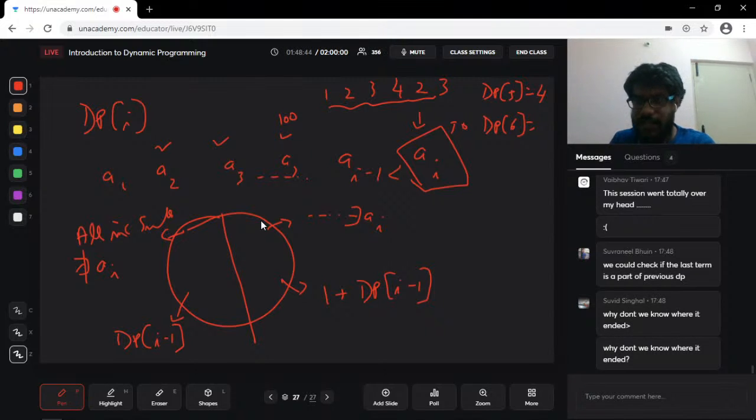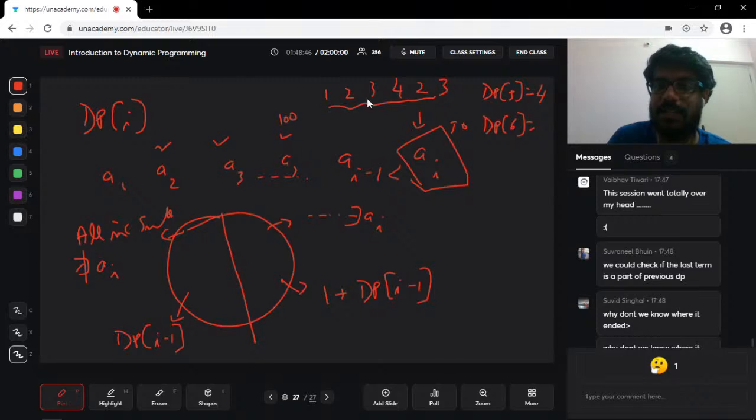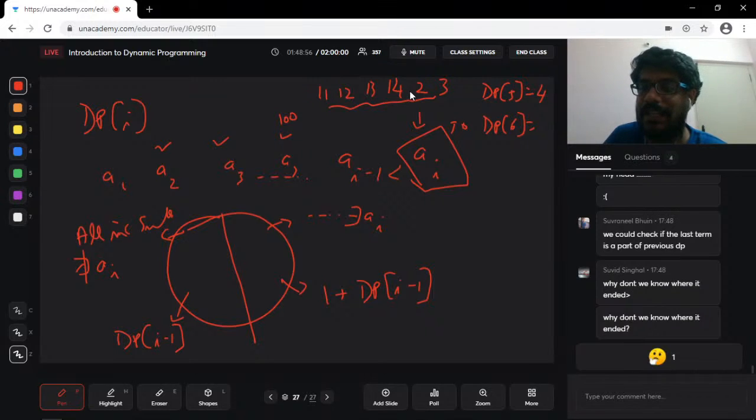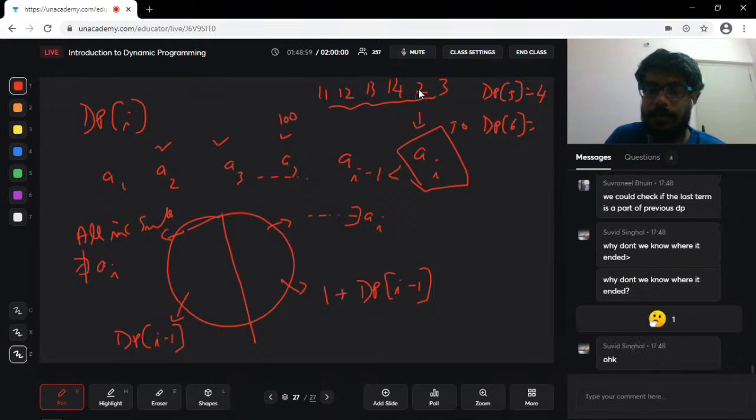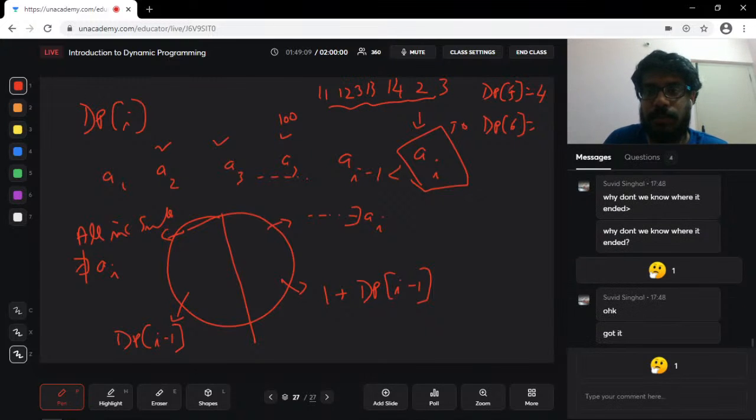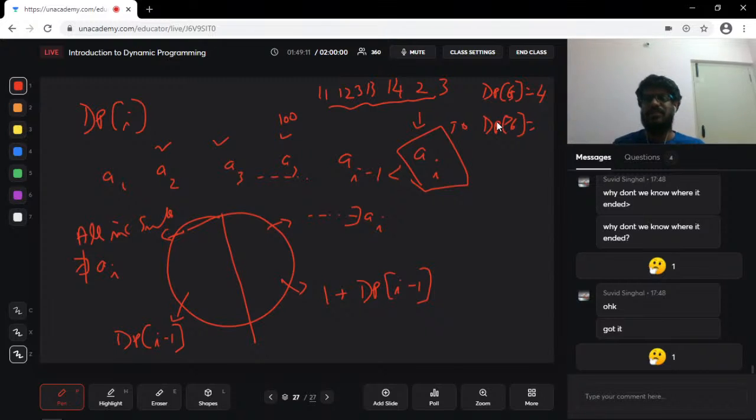Why don't we know where it ended? Basically in this example, DP of 5 is 4. 4 is just the length. So maybe this was 11, 12, 13 and 14. 4 is just the length. I don't know where exactly it ended, and I'm not keeping track of that. The 4 was not the number, it was rather the number of elements. Maybe here I should have another 3, and then these are DP of 6 and DP of 7. You can tweak these and get it. So that's the main issue.